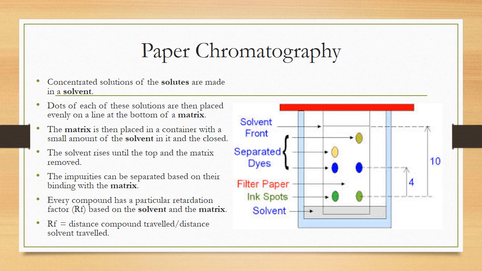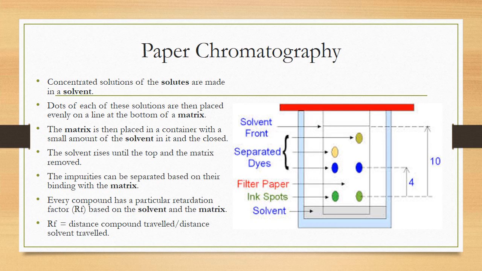The solvent rises up the matrix, and then the matrix is removed. It gets up to this point here, and then the paper is taken out of the container. The impurities can be separated based on how they bond with the matrix, and every compound has a particular retardation factor, an RF value, which you see with these dots.